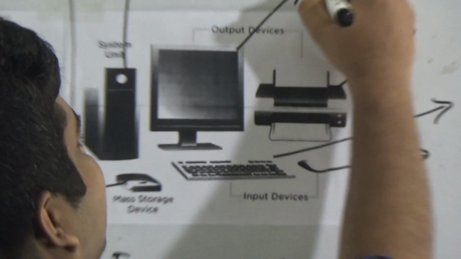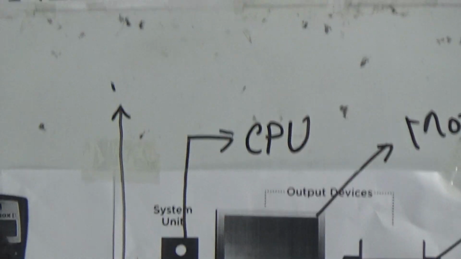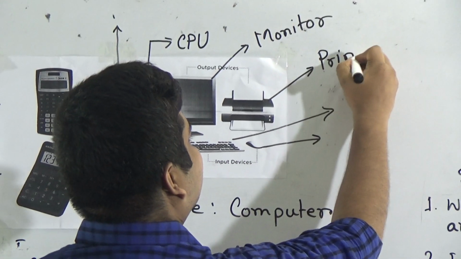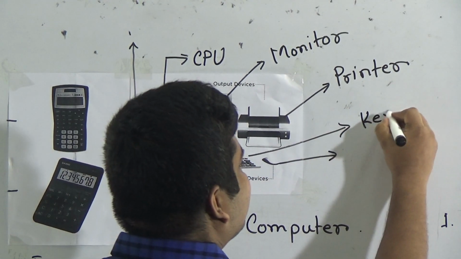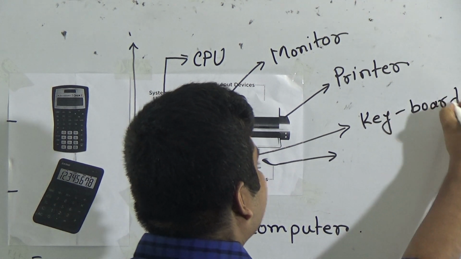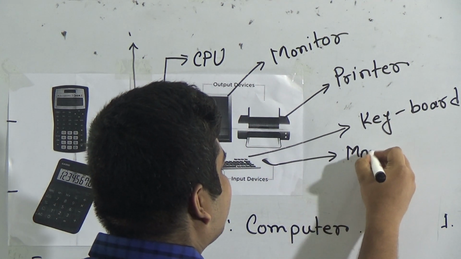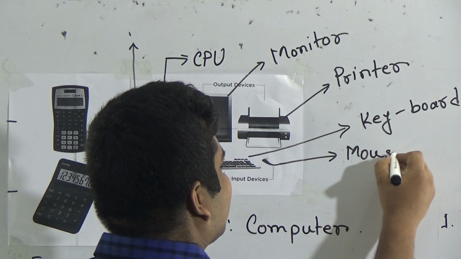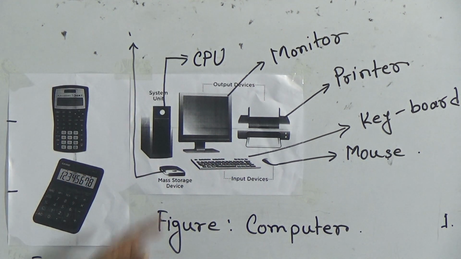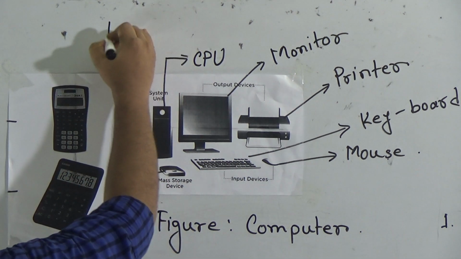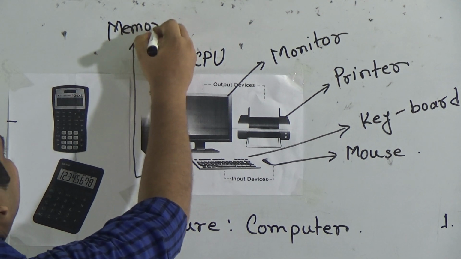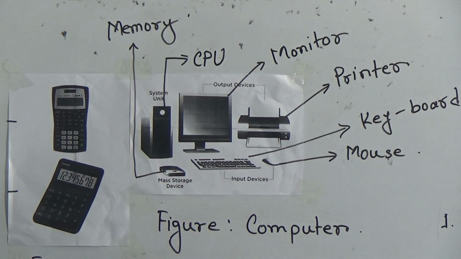Then what is this? This is called monitor. What is this? This is called printer. What is this? This is called keyboard. What is this? This is called mouse, because it looks like a mouse. What is this? Mass storage device. That means this is called memory. I hope you have understood different parts of a computer.